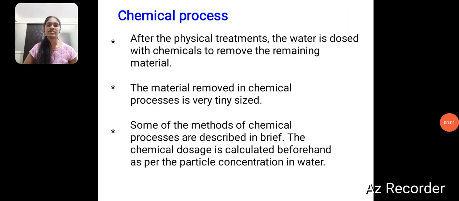Now let us see the chemical processes. After the physical treatment, the water is dosed with chemicals to remove the remaining materials. The material removed in a chemical process is very tiny in size. Some of the methods of chemical processes are described in brief. The chemical dosage is calculated beforehand as per the particle concentration in water.